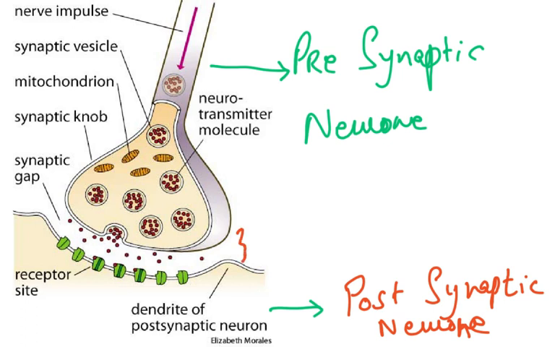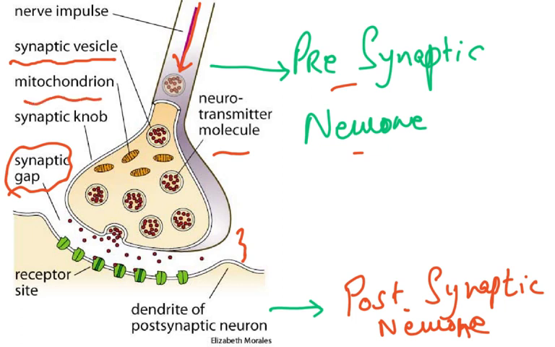First of all, this gap is called the synaptic gap, which is the space between the two neurons. There is a presynaptic neuron and a postsynaptic neuron, and the impulse is coming this way. The presynaptic neuron always has the neurotransmitter molecules in the form of vesicles, and these are called synaptic vesicles. Then there are lots of mitochondria because a lot of ATP is generated and a lot of energy is needed. This structure here is called the synaptic knob, just like a doorknob. And the nerve impulse is coming here. They've shown you this as a nerve impulse.